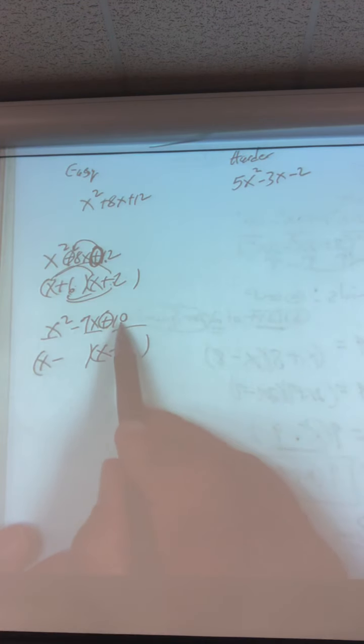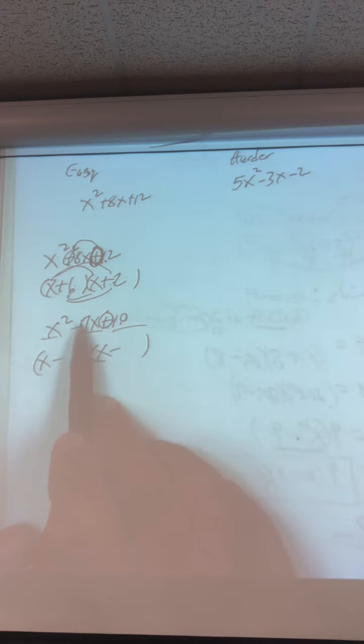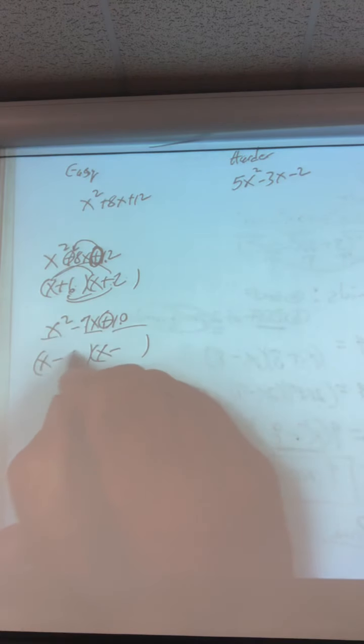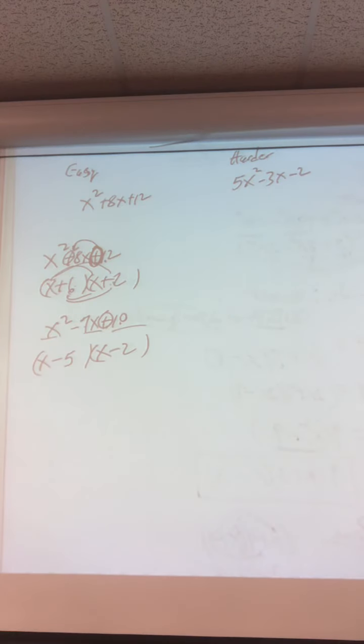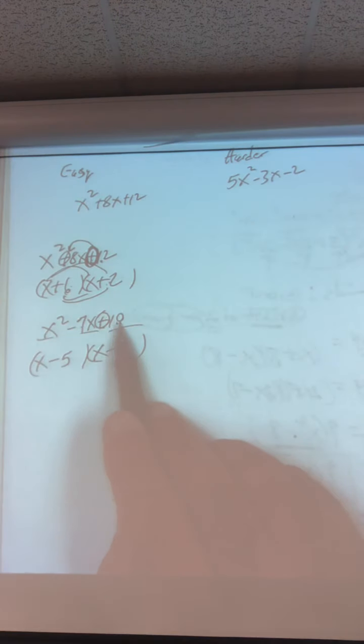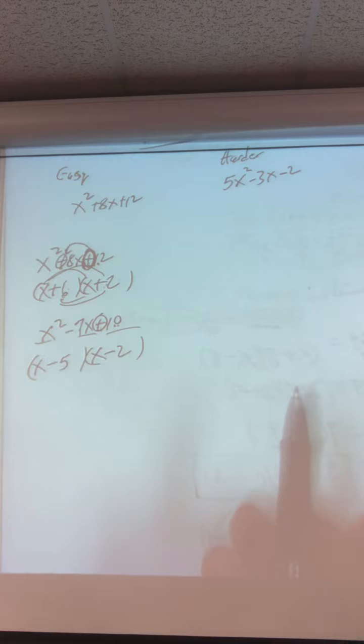I need two numbers. If you multiply, you get 10. If you add, you get 7. 5 and 2 or 2 and 5. And if you point to it like that, you won't ever go wrong. Multiply 10, add 7. All right, let's do another one.